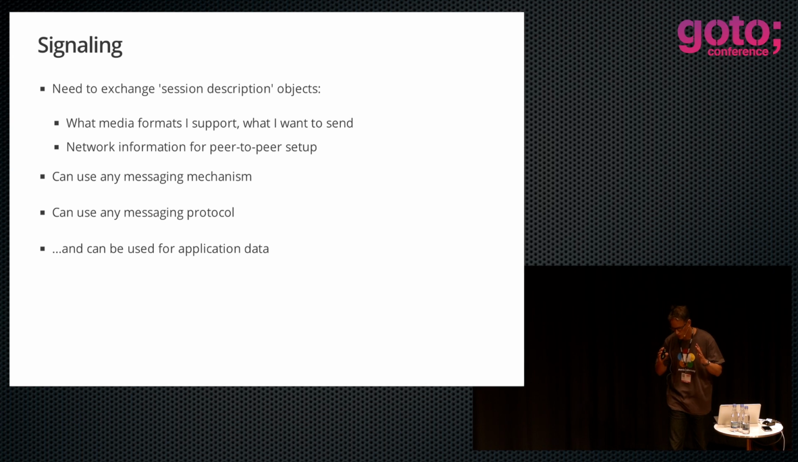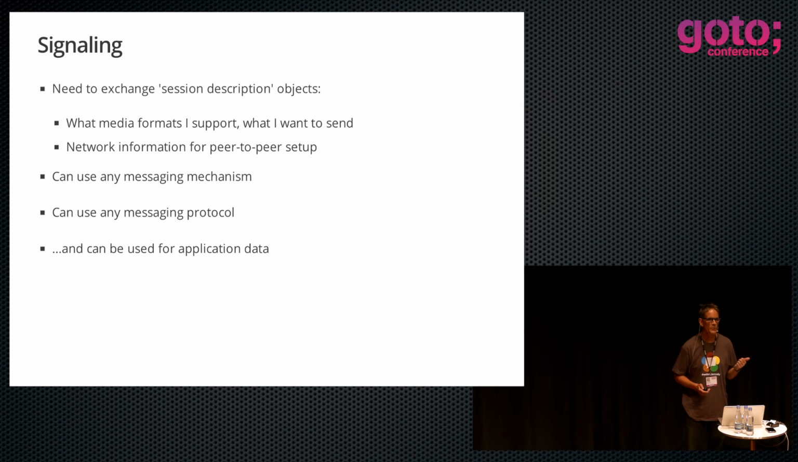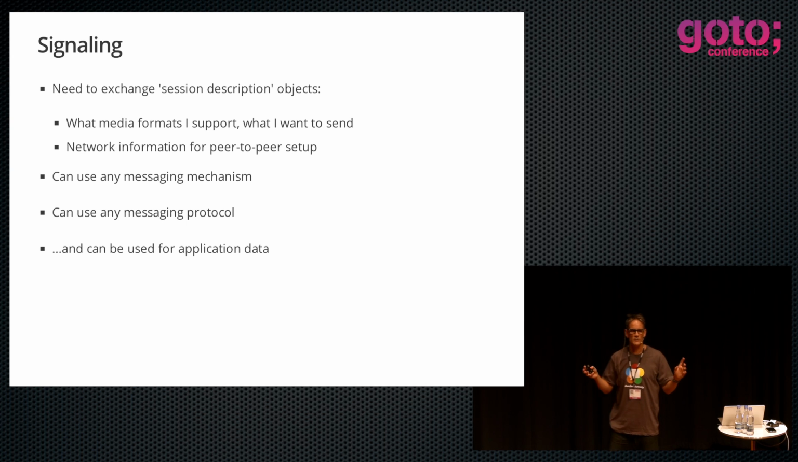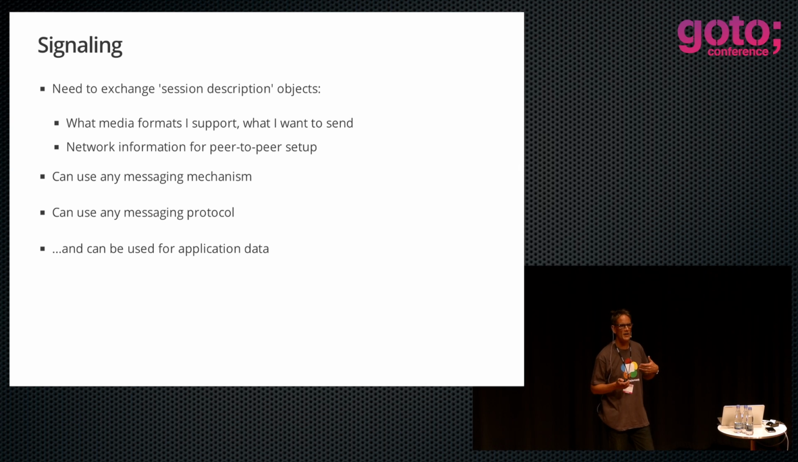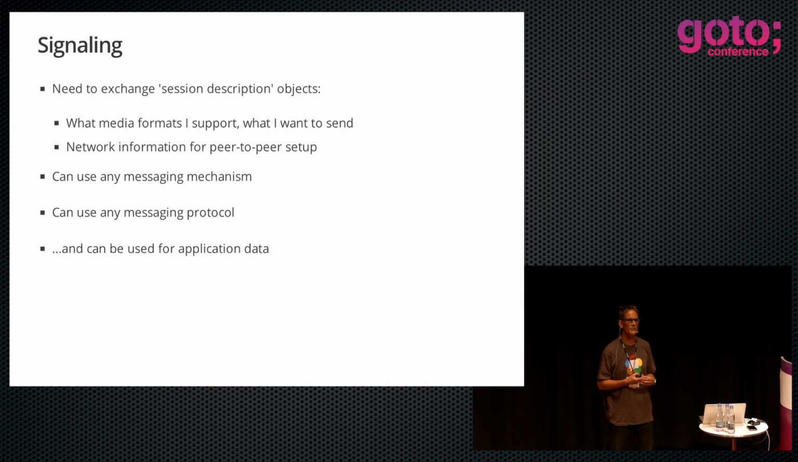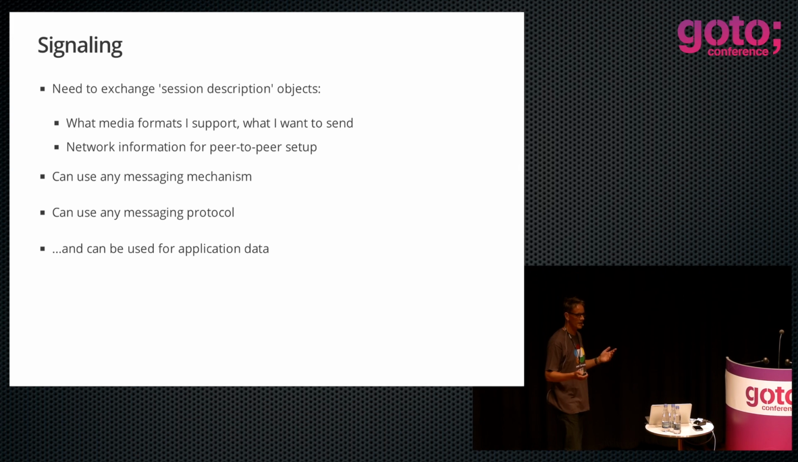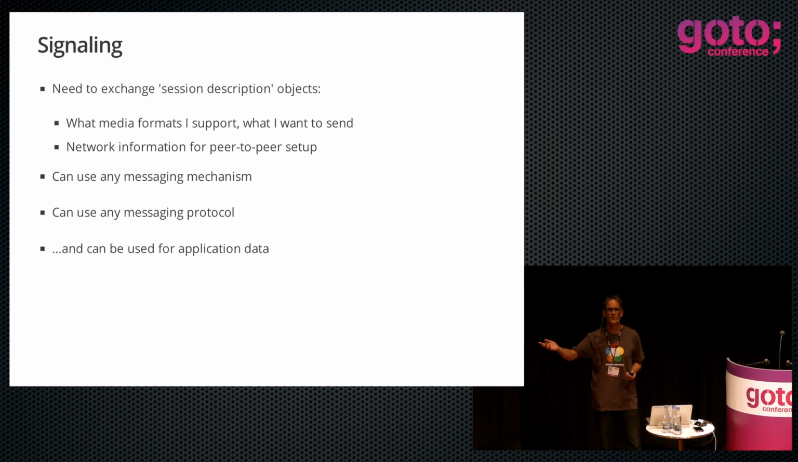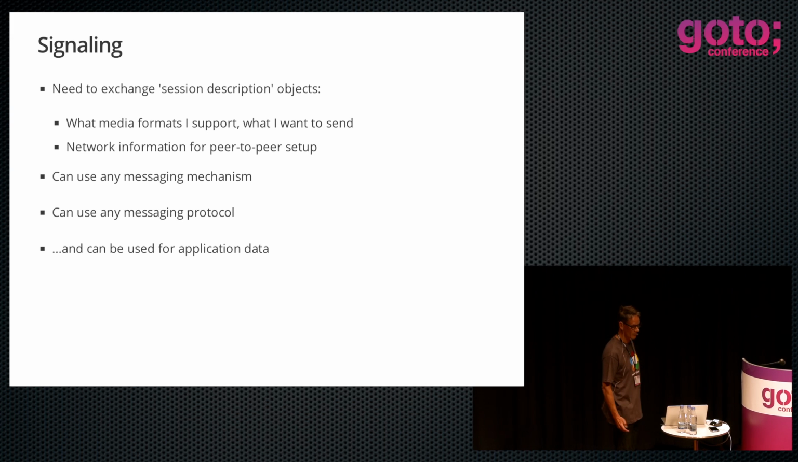So for signaling, we need to be able to exchange these things called session description objects. Firstly, WebRTC endpoints need to swap information about media. This is like the codecs that I support and the codecs that I'm going to be sending, information like that. The other part of this is for peers to swap network information. This is the IP and port that a device can be accessed from. So in other words, when you want to make a connection, you need to contact the peer that you want to communicate with and give them network information so that they can actually set up a conversation with you.